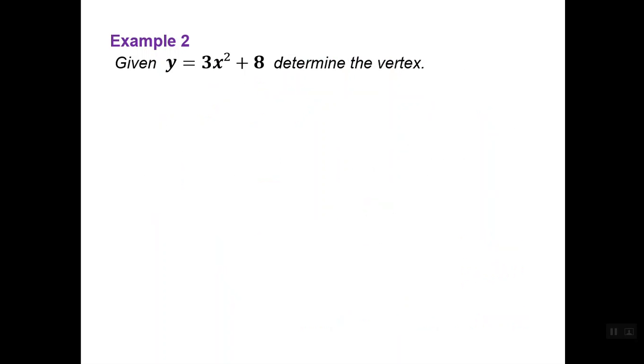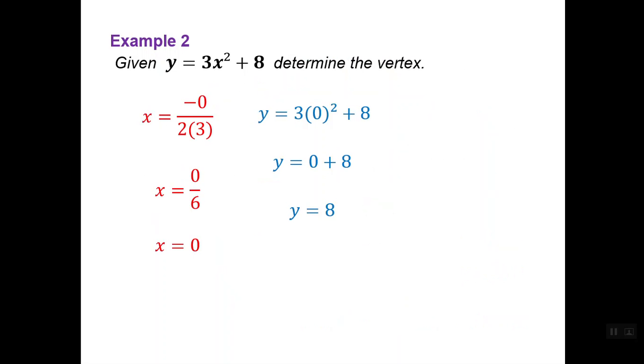All right, let's try another one. Why don't you try this one on your own? Stop the video, give it a shot, determine the vertex, and then start it again to see how you did. All right, we're going to fill in the values, the opposite of b over 2 times a, come up with the x value of 0, and I take that x value of 0 and plug it into the equation to solve for y, and I get y equals 8. Therefore, the vertex is (0, 8).